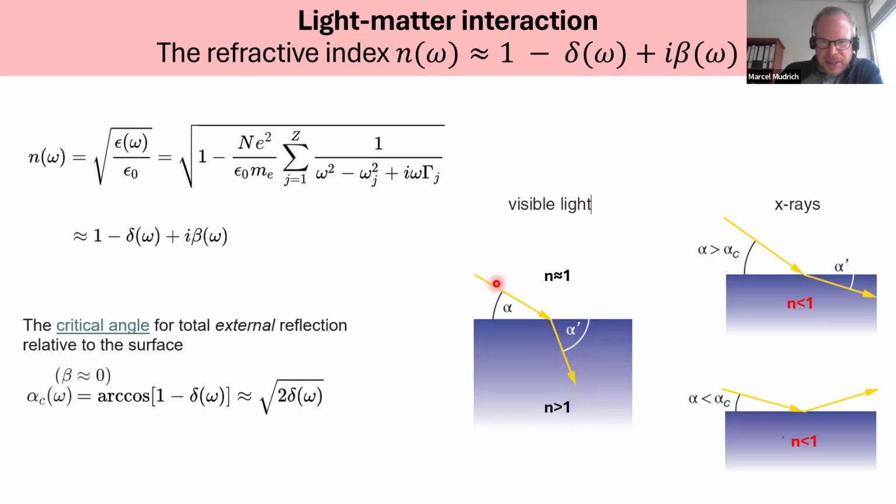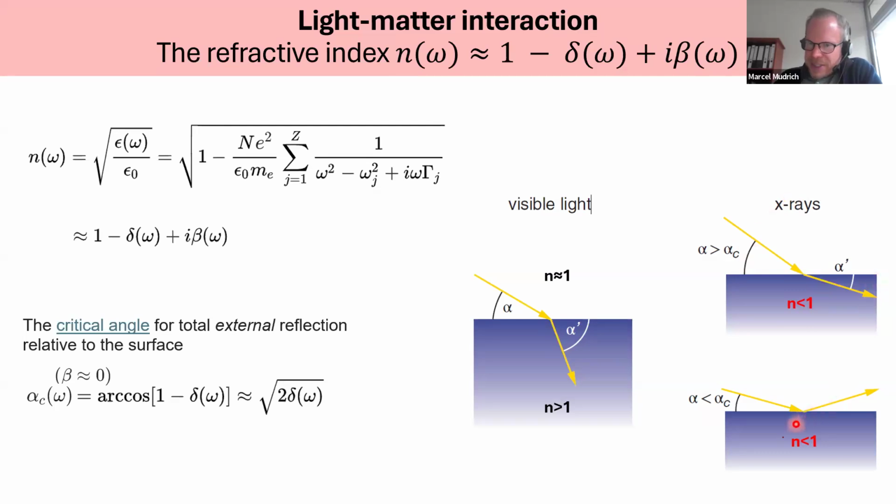Then you may know that incident light that hits the surface under an angle alpha would get refracted towards the normal, so alpha prime will be larger. But that has to do with the fact that water or glass, like most materials, have a larger index of refraction than air. In the case of X-rays, it can be the opposite. The index of refraction can be smaller than 1, which means that refraction now goes the opposite way, so the refracted beam has a smaller angle to the surface.